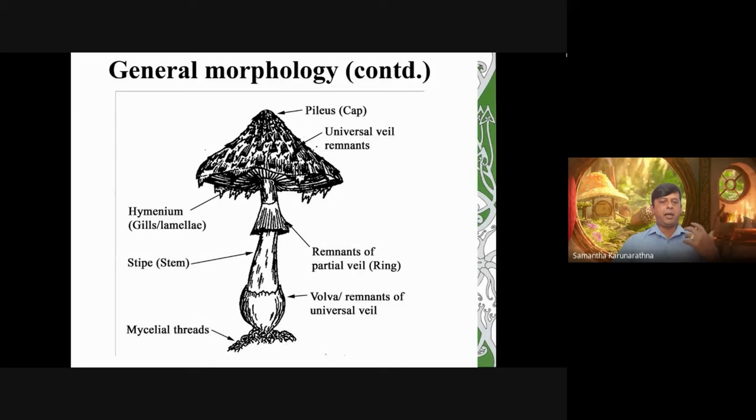And the remnant of the partial veil, you can see on the stipe as a veil, or we call it the annulus. And this is the stipe, or the stem of the mushroom. In some mushrooms, you can see a volva or a bulb at the base of the stipe. This is the remnant of the universal veil. And then you can see the mycelial threads, which are used to attach to the substrate. Next one, please.